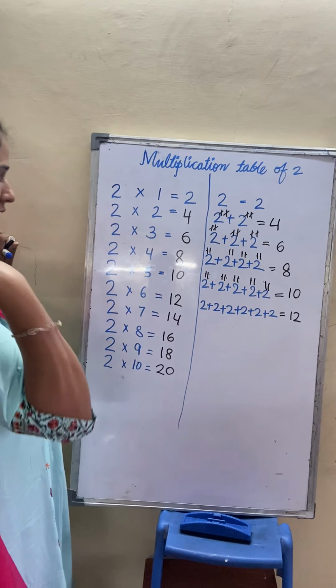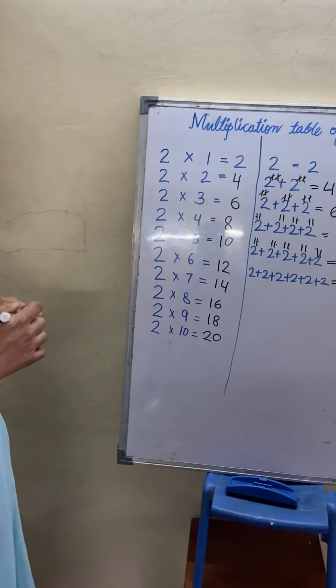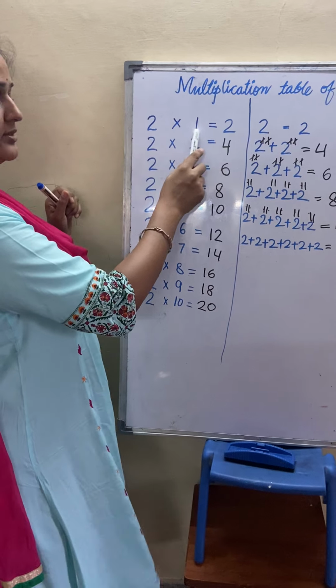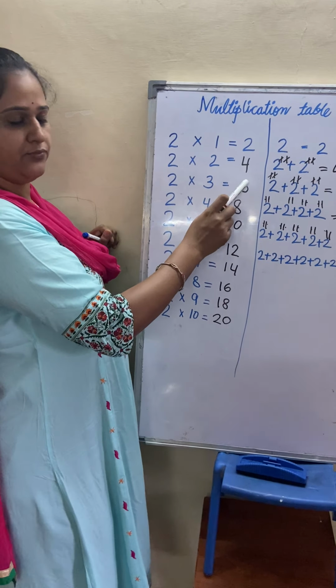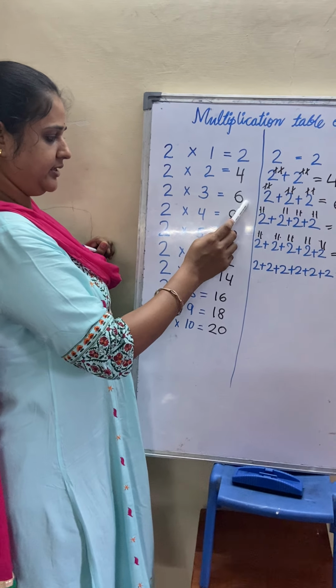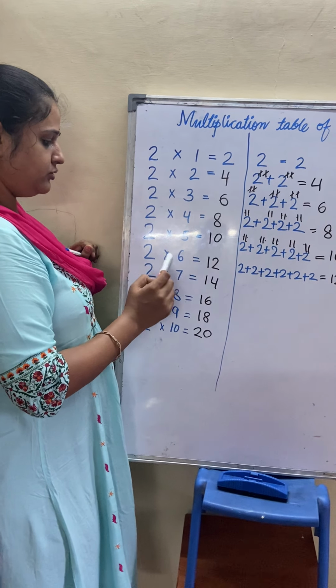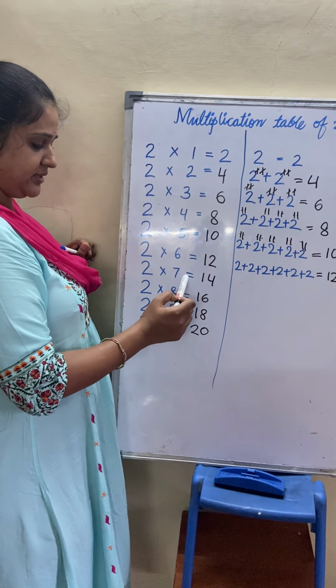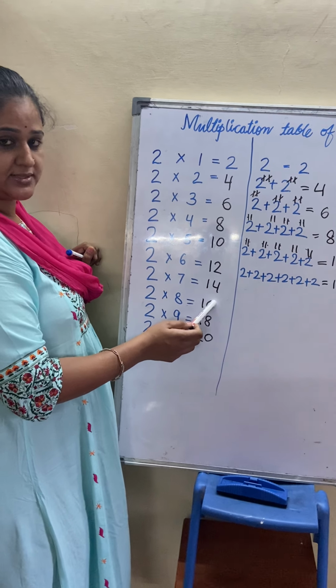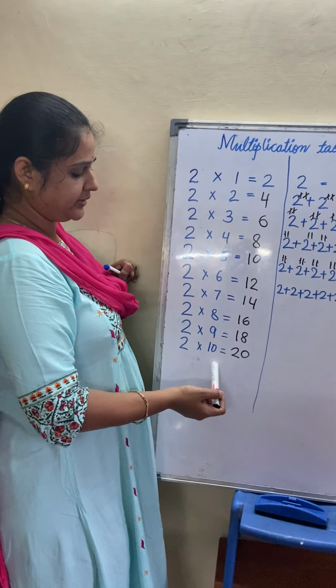Now how can we speak the tables? That is, 2 ones are 2, 2 twos are 4, 2 threes are 6, 2 fours are 8, 2 fives are 10, 2 sixes are 12, 2 sevens are 14, 2 eights are 16, 2 nines are 18, 2 tens are 20.